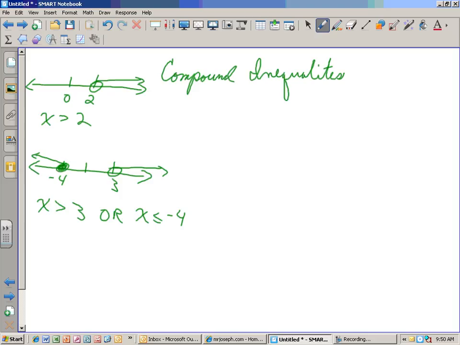Can you put -4 first, or does it always have to be the constant number? Oh, no, you can, it doesn't matter. I could write x is less than or equal to -4 or x is greater than 3. So it could be one or the other, but not both. And so that word or becomes important. And if you graph two inequalities on a number line, then it becomes a compound inequality.